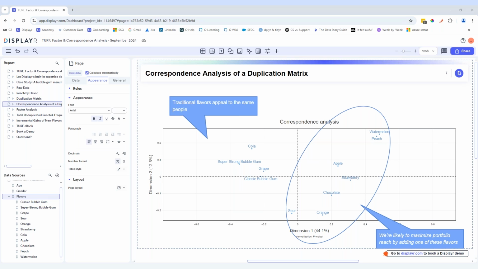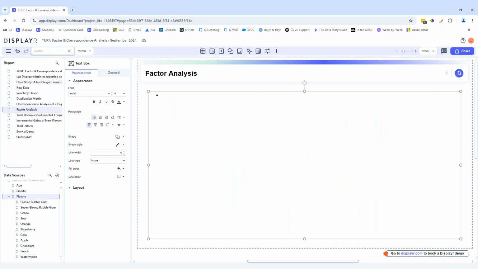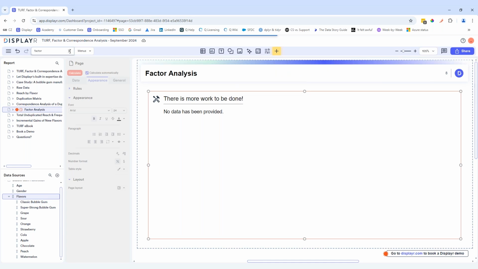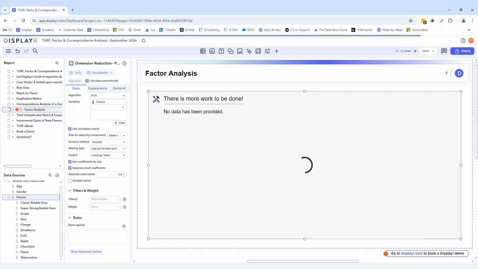Well, correspondence analysis is great for distilling patterns in 2-dimensional tables. Factor analysis can sometimes give us a more nuanced view with more dimensions. And what most of you know as factor analysis is technically called principal components analysis. I'll select that and add our flavors as the variables.